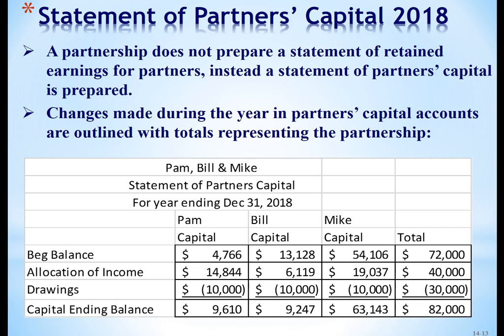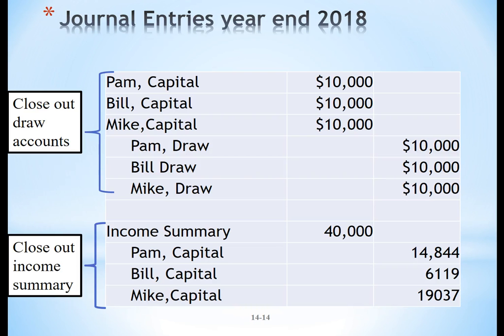So in this case, we had our beginning balances for 2018. We have the allocation of the income, and then we have the draw, and now we have the new ending capital balances. Now, what do the journal entries look like at year end? Well, to close out the draw accounts, we would debit the capital accounts, because draw reduces the capital accounts, and credit draw. And we would also close out income summary if that's what they're using.